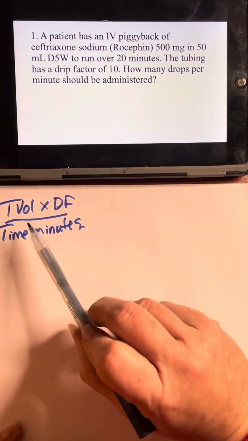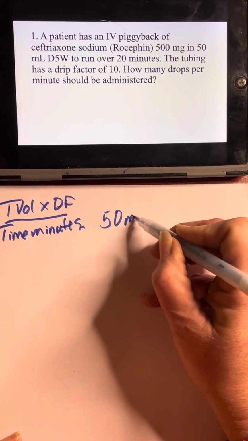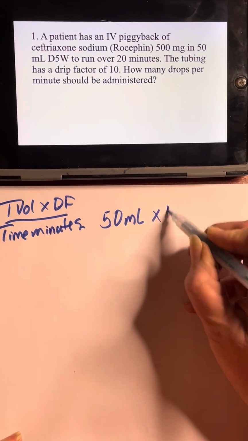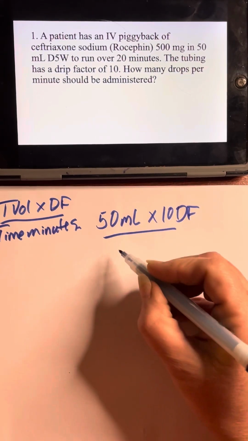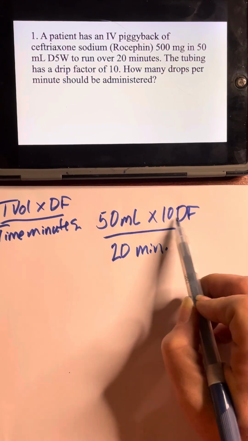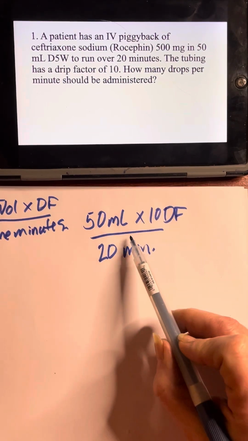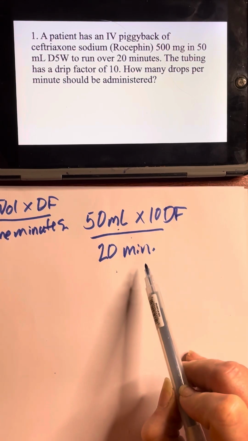So look at here. What's our total volume? 50 milliliters. And our drop factor is 10. And it's going in over 20 minutes. I'm going to do all the math on the top, and then I'm going to divide it by what's on the bottom. You see how I put the label of everything on here?